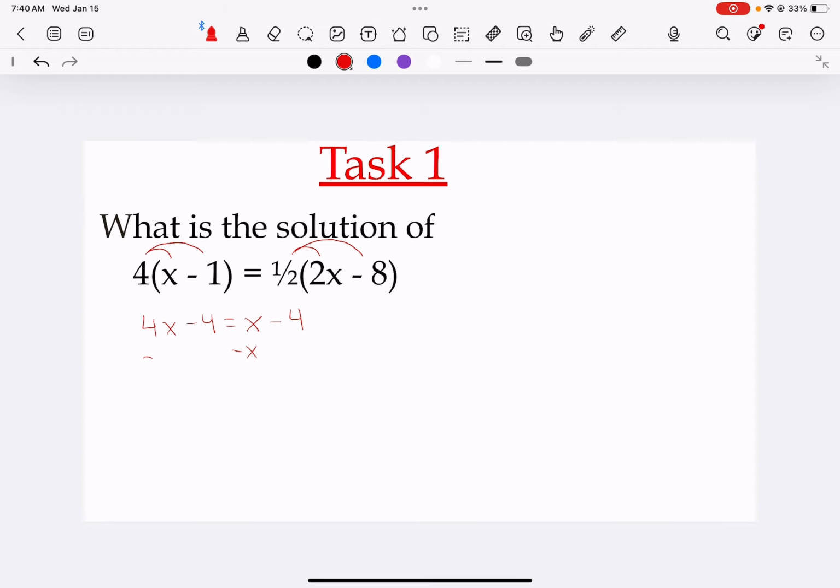I'm going to subtract x from both sides. 4x minus x is 3x. The negative 4 comes down. X minus x is 0. And then the negative 4 comes down.